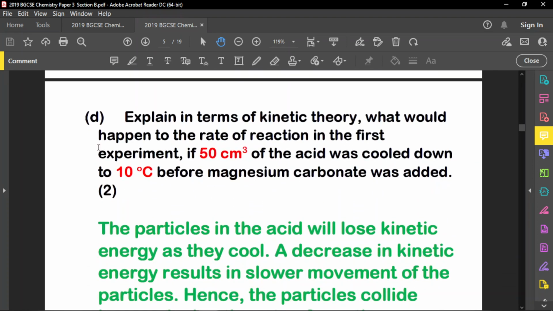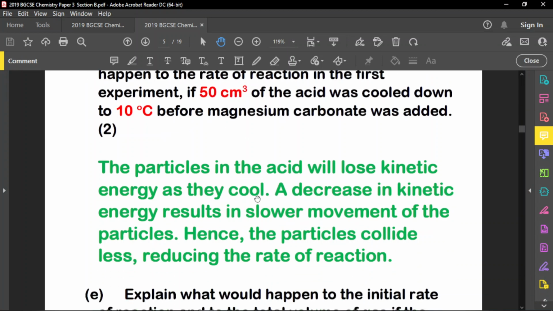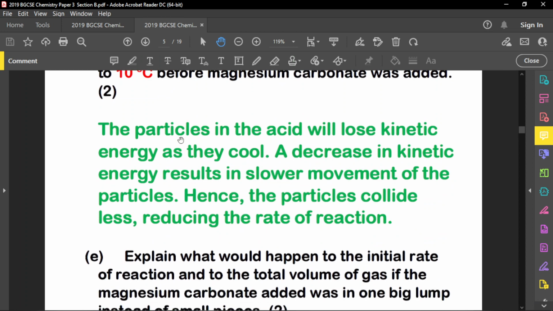All right. For part D, explain in terms of kinetic theory what would happen to the rate of reaction in the first experiment if 50 centimeters cube of the acid was cooled down to 10 degrees Celsius before magnesium carbonate was added. So now you use a lower temperature. So now, based on this, the particles in the acid will lose kinetic energy, again because they cool down.